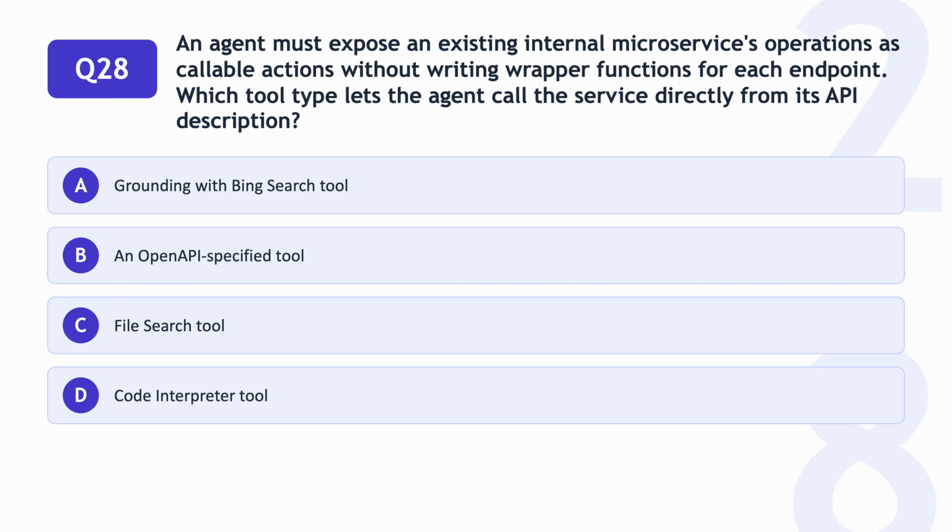Question. An agent must expose an existing internal microservice's operations as callable actions without writing wrapper functions for each endpoint. Which tool type lets the agent call the service directly from its API description? A. Grounding with Bing search tool. B. An OpenAPI specified tool. C. File search tool. D. Code interpreter tool. Pause the video if you don't want the answer yet.